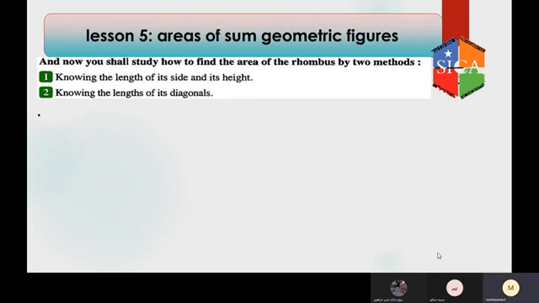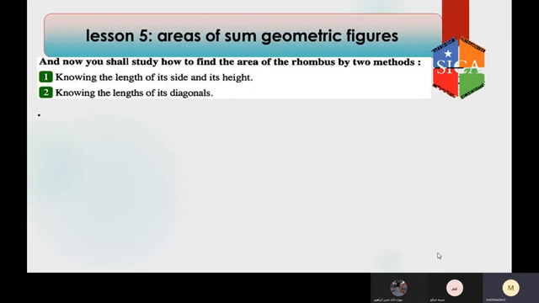The area of the rhombus, we can calculate knowing the length of its side, just the length of its side, or we can get it by knowing the length of its diagonals, or knowing the length of its side and its height.